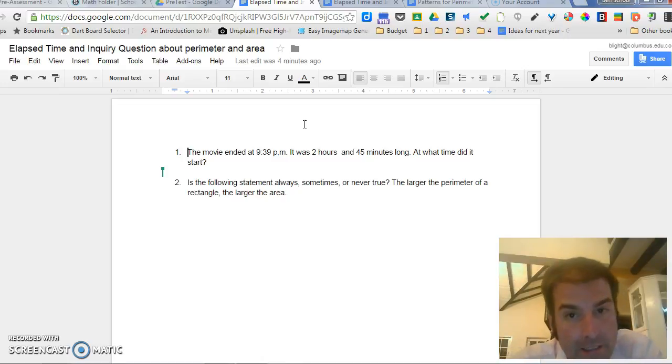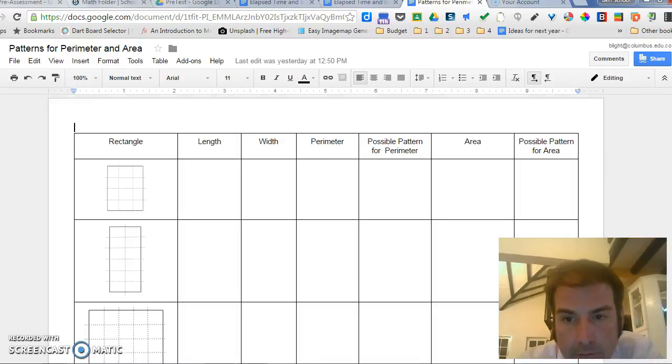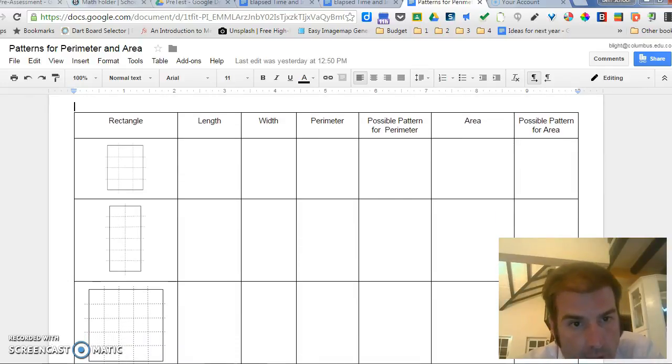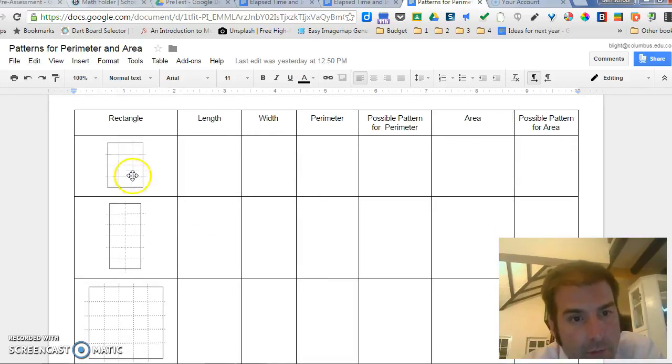So I'm going to try that with these two items, and then I also copied the patterns for perimeter and area from the book as well. So I think these are some things. This one, they kind of play around with it with perimeter and area, to see how you find it, maybe even coming up with a formula, the idea of length times width. Okay, I think that's about it.